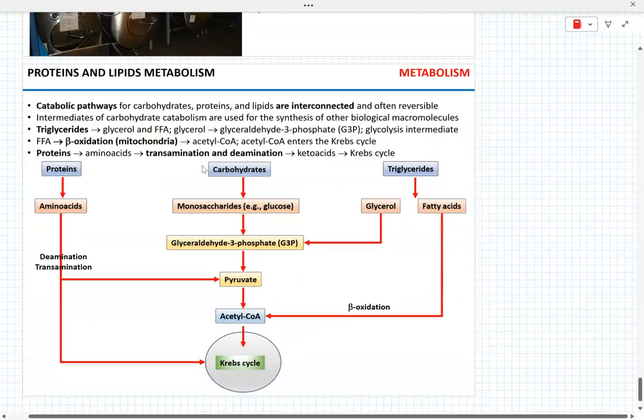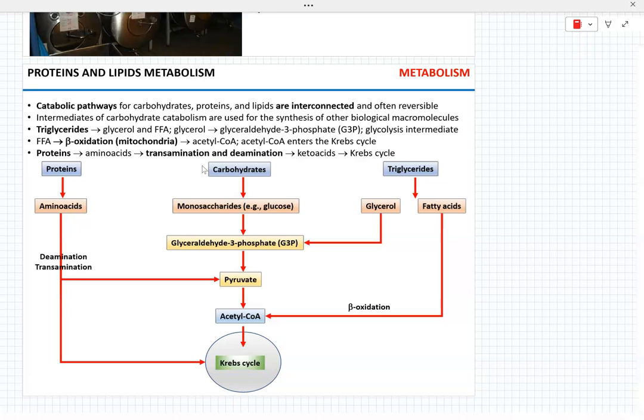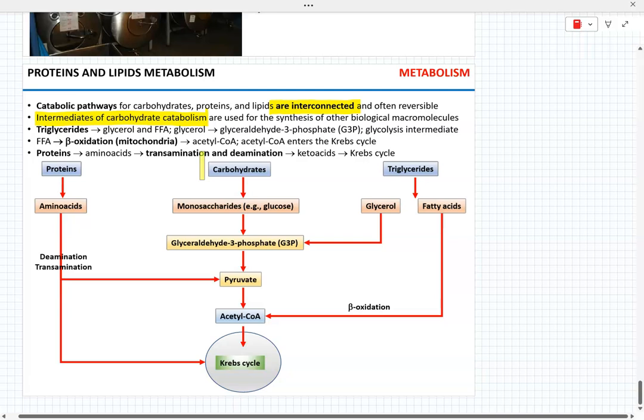What if carbohydrates are not available? Well, in this case, triglycerides or proteins can be used as the energy source. The pathways that break down proteins, carbohydrates, and triglycerides are all interconnected and often are reversible. For instance, intermediates of carbohydrate catabolism, intermediates of the Krebs cycle, can be used in the synthesis of other biological macromolecules such as steroid hormones or amino acids.